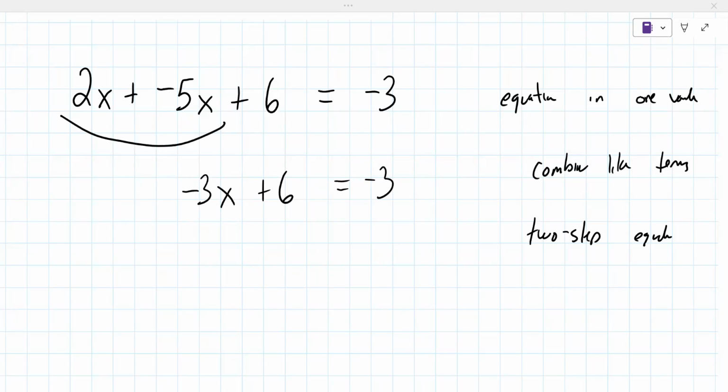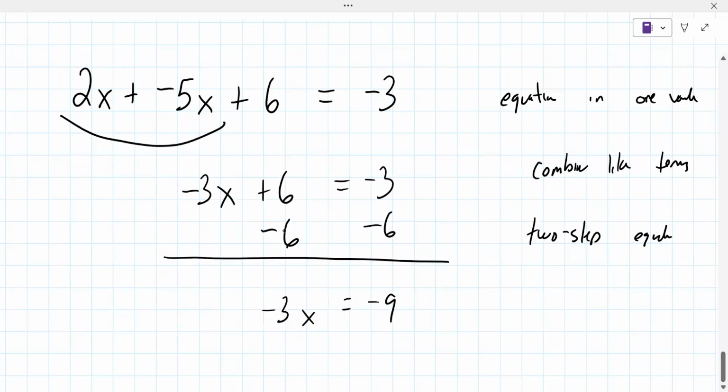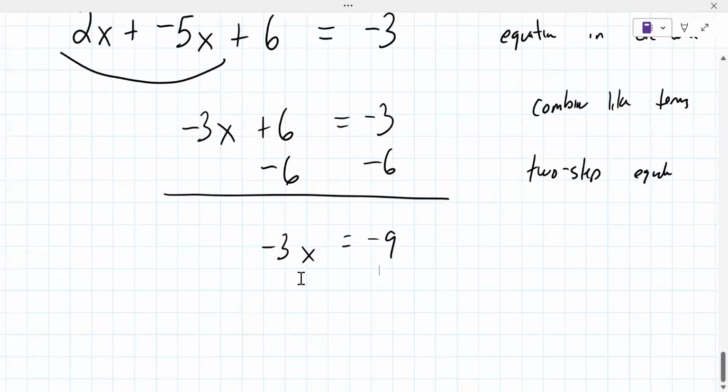X equals 3. Okay, so you subtracted 6 from both sides. Minus 3x equals minus 9. What do you divide by now? Negative 3. Does that change your answer at all? Nope, -9 divided by -3. The negatives cancel. 9 divided by 3 is positive 3.